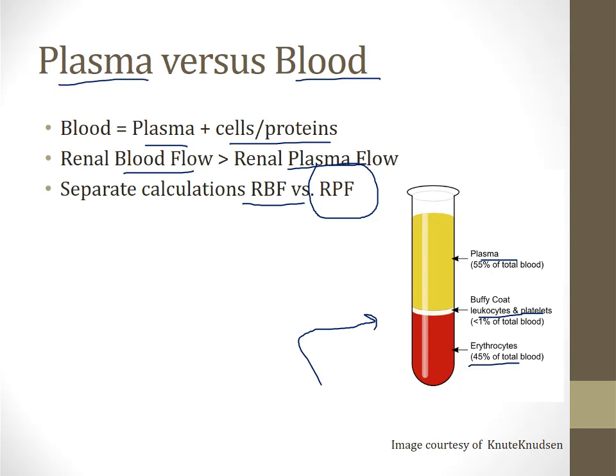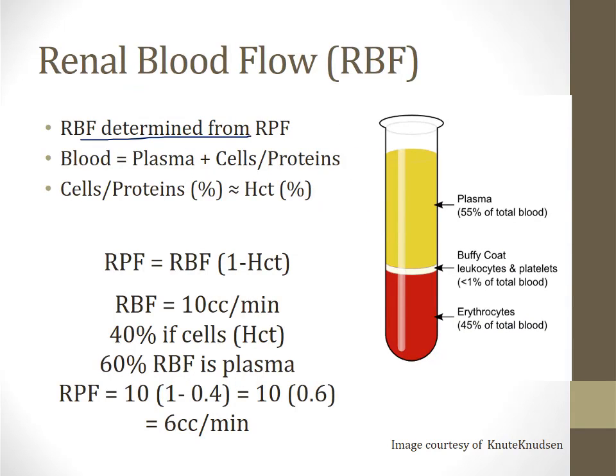the red blood cells. The way that renal blood flow is determined from renal plasma flow is by using the hematocrit. Blood, as I told you on the last slide, is plasma plus cells and proteins, and the percentage of blood that is cells and proteins is roughly equal to the hematocrit. And the hematocrit is an easily obtainable number in clinical practice. So the math works out such that the renal plasma flow is renal blood flow times 1 minus hematocrit.